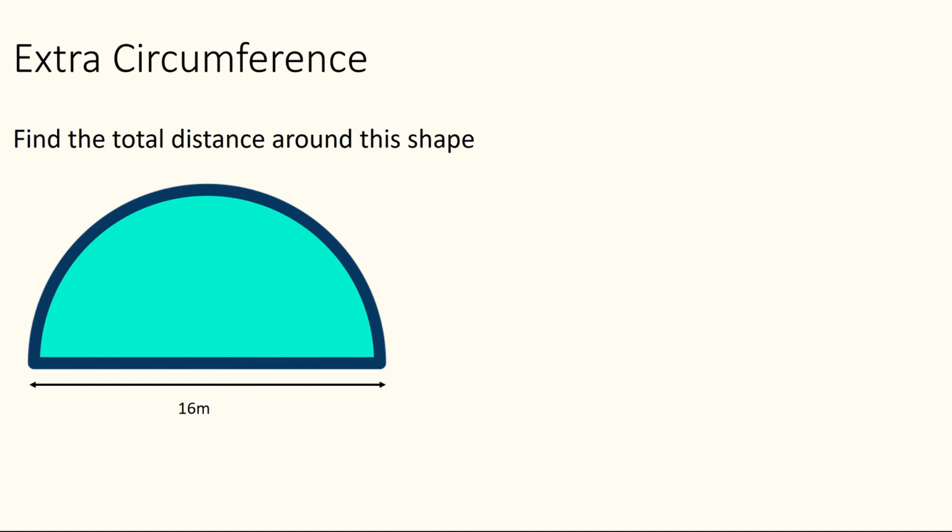Here's a problem solving thing on circumference. So this is find the total distance around this shape. So around this shape is a semicircle and this line across the bottom. So we want to find the total distance. There is no direct formula for finding half of the circumference. What we can do is find the total circumference all the way around.